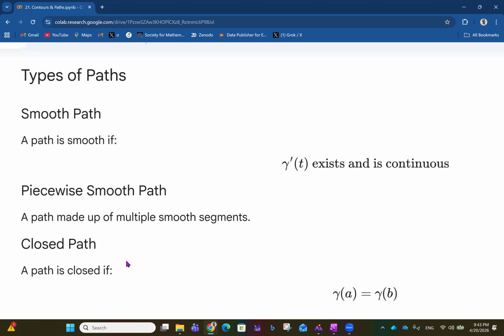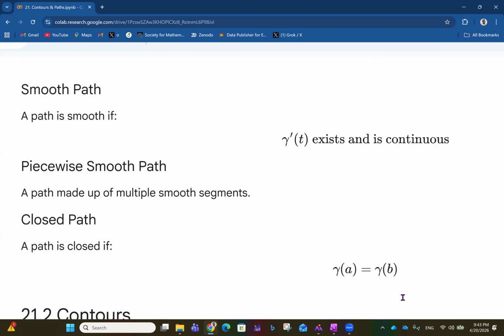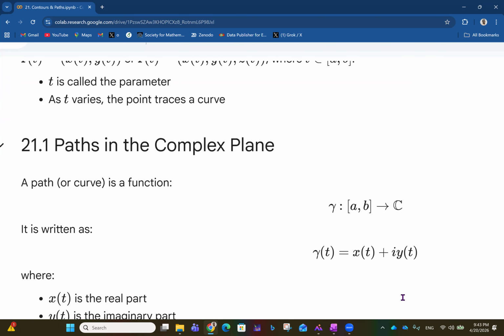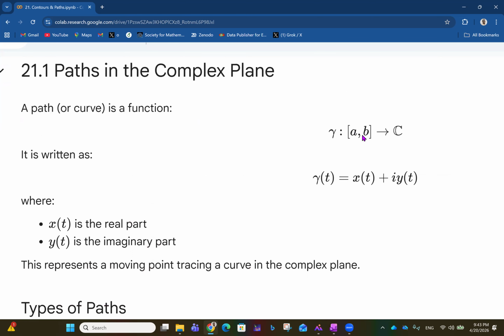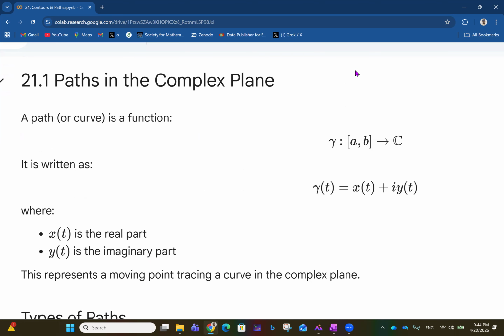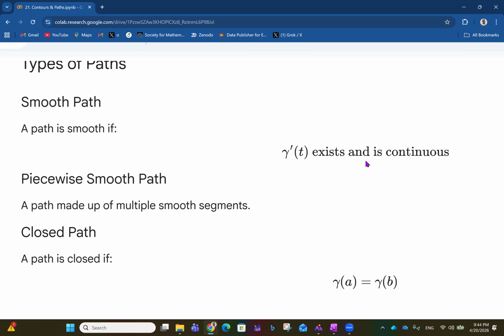And then we can have a closed path. A path is closed if gamma of a is equal to gamma of b. Then we say it is a closed path. We're talking about this interval [a, b], which is the closed interval on which gamma is defined in the first place. So if gamma at a and gamma at b are the same, then we have a closed path.